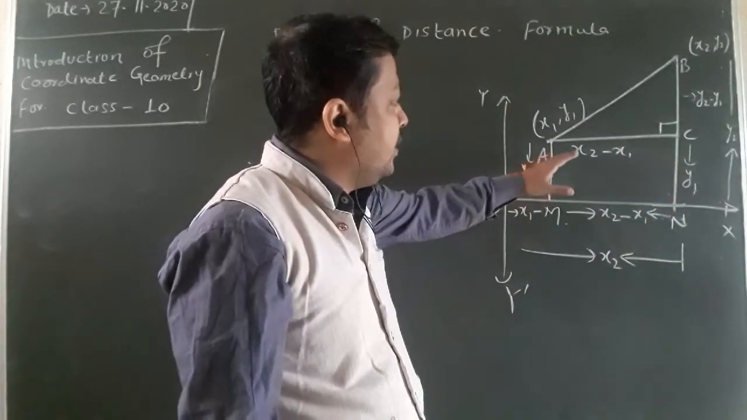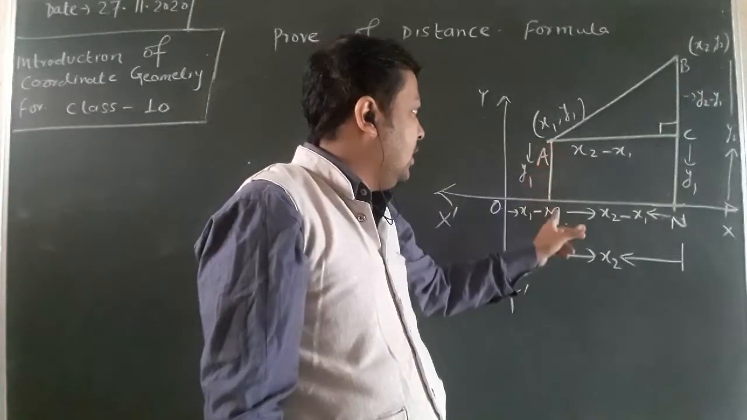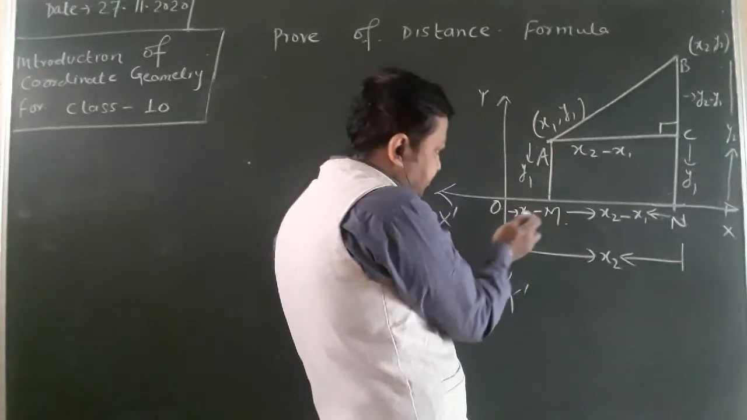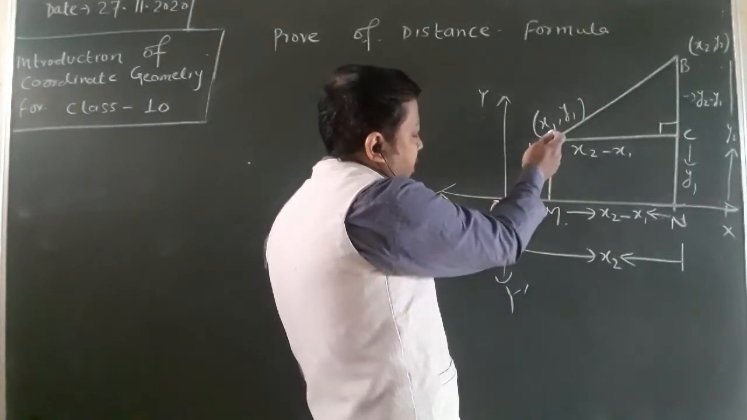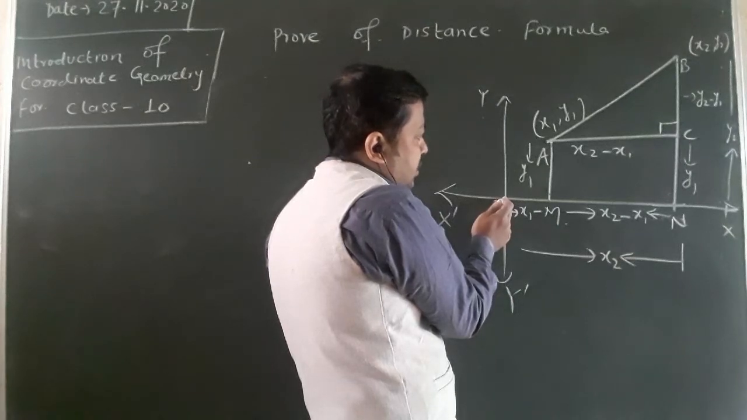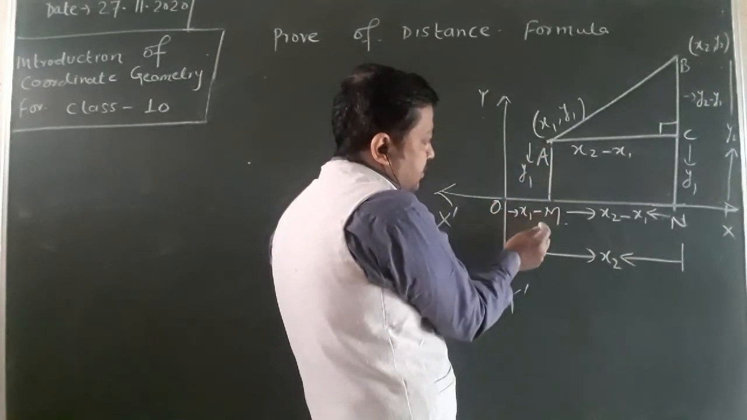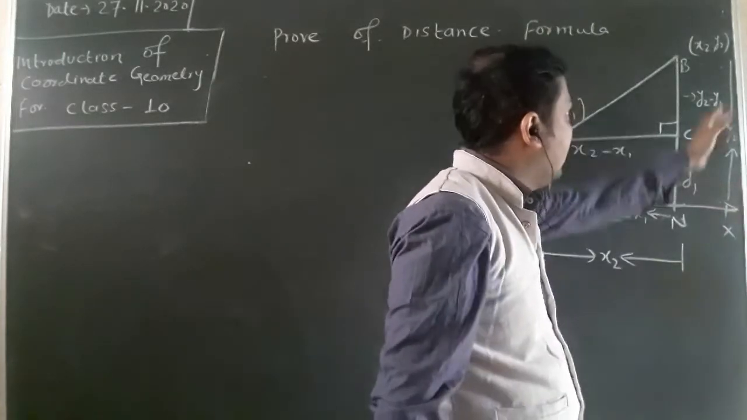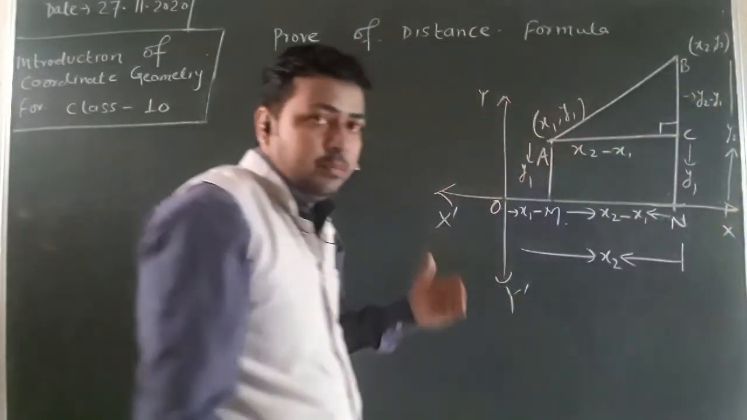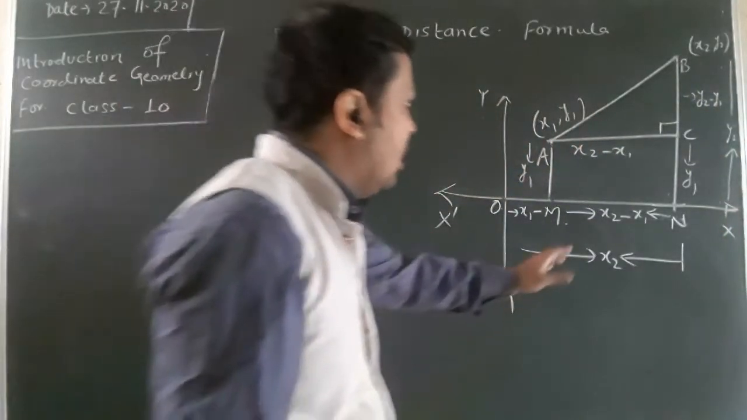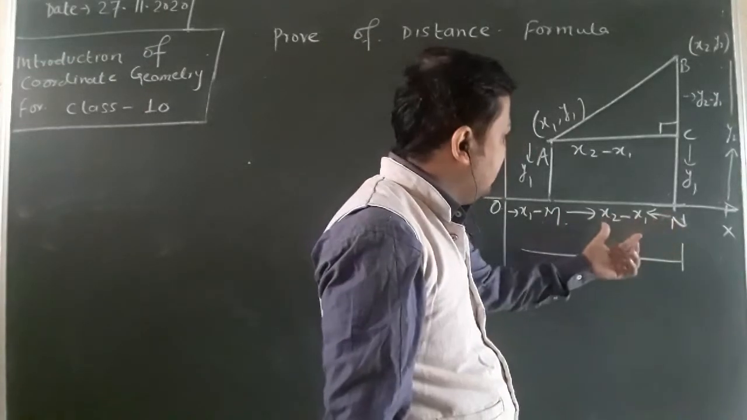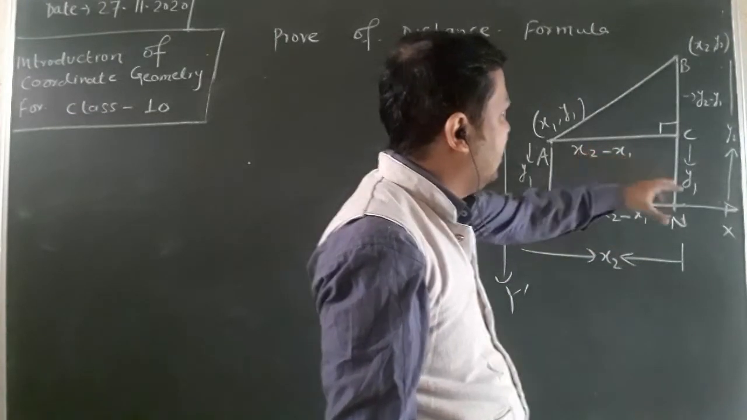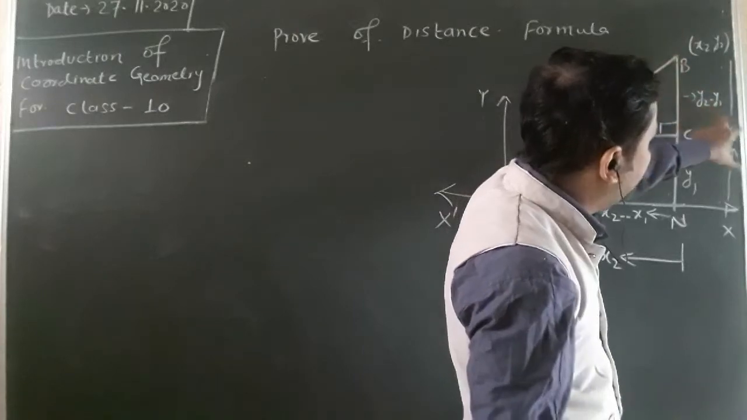First, for finding the length of AC, I have drawn this. The value of x1 is the perpendicular distance of point A from the y axis. So this point will be x1, and this one will be y1. Again, this one is x2 and this one will be y2, as per the basic terms of coordinate geometry. After that, MN is x2 minus x1, and MN is equal to AC. So AC will be x2 minus x1. Again, I have to find BC. So BC will be y2 minus y1.